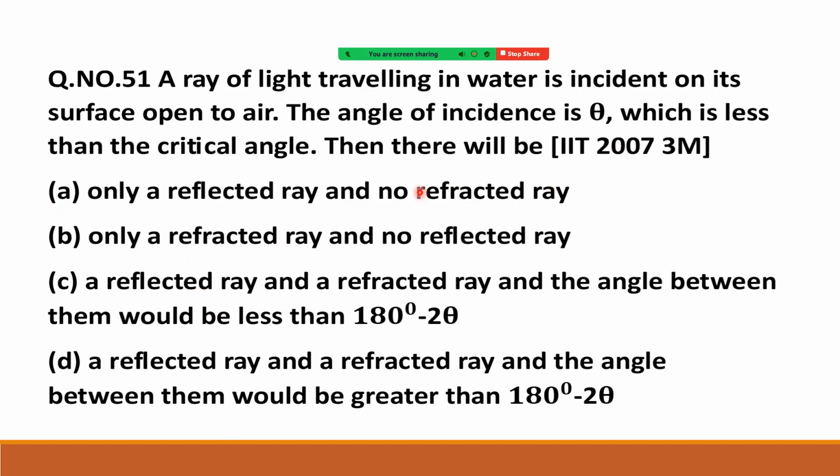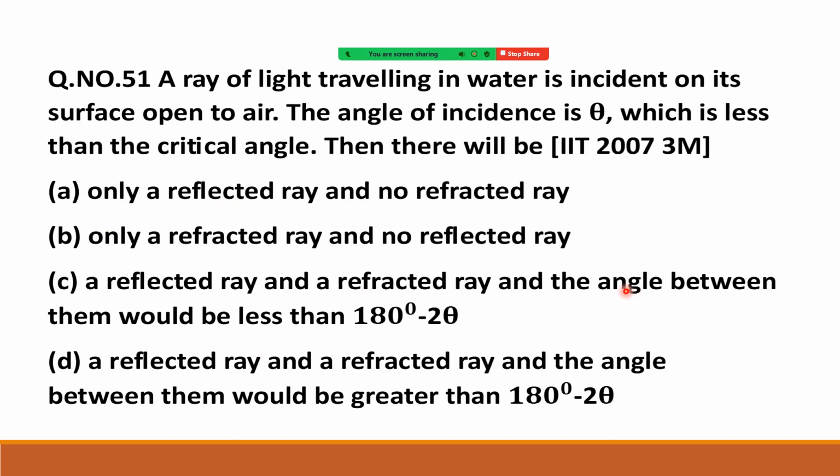So we have learned that whenever a light ray falls on a boundary, there is reflection as well as refraction. Both will be there. And here the condition is given, angle of incidence is less than critical angle. So definitely reflection as well as refraction, both will be there. That means A and B are not correct. Now we have to decide out of these two which is the correct one.